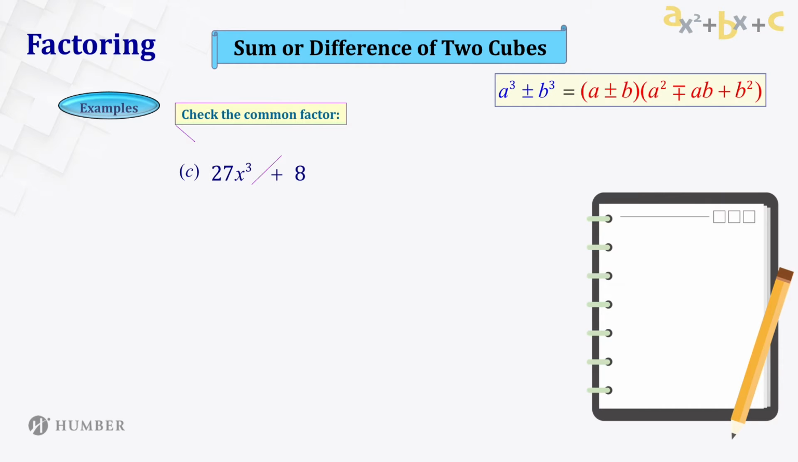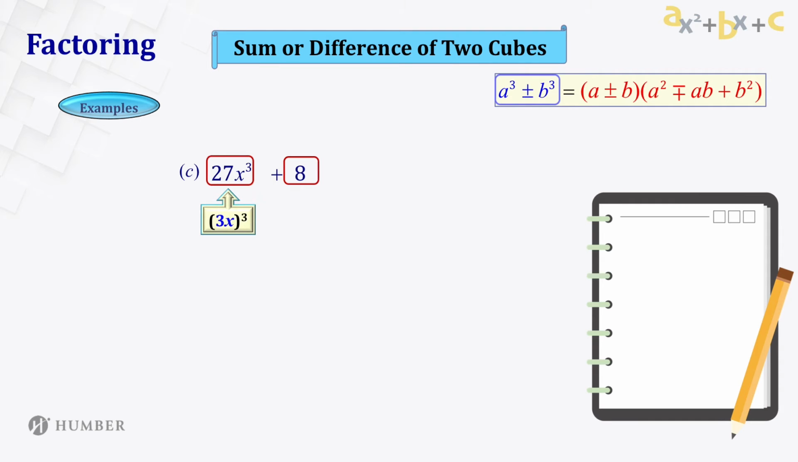Since we can see that the first and the last terms are in cubed forms, the expression most likely has the form of the sum of two cubes. The first term is 3x cubed, and the other is 2 cubed. Let's apply the right side of the formula.